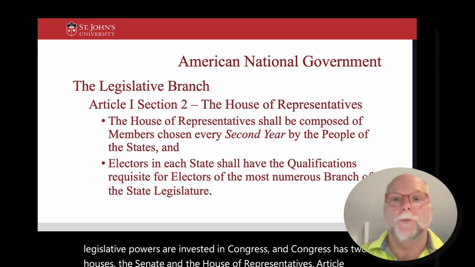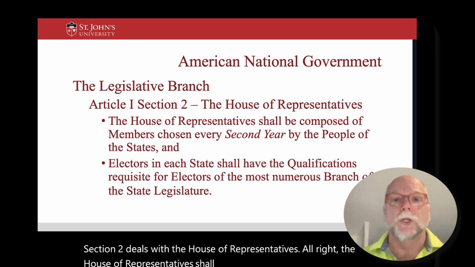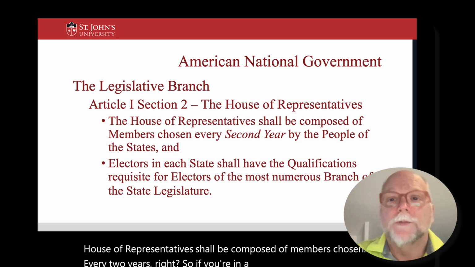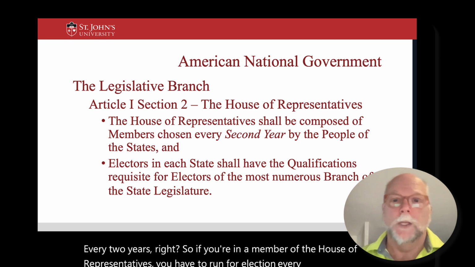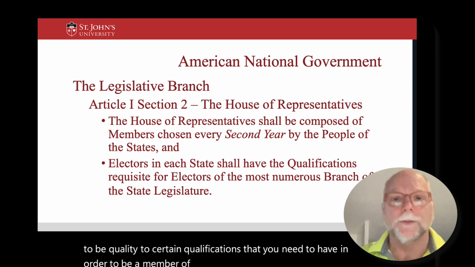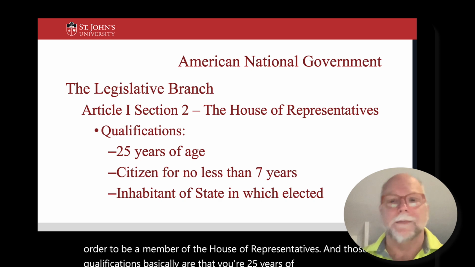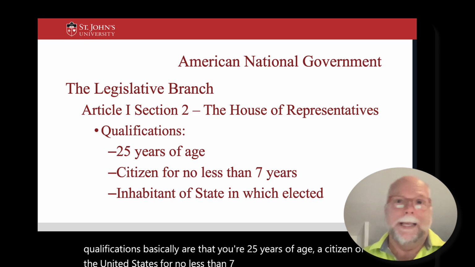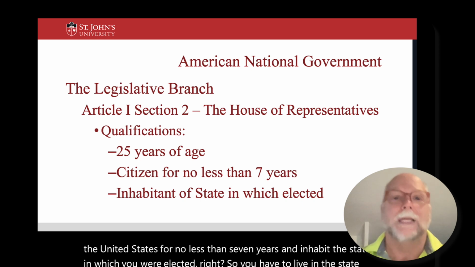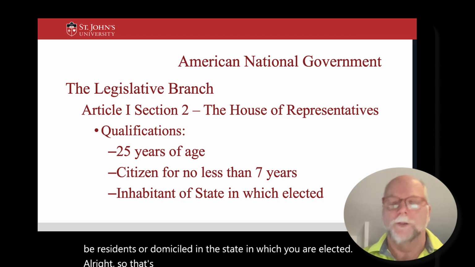Article 1, Section 2 deals with the House of Representatives. Right, the House of Representatives shall be composed of members chosen every 2 years. So if you're a member of the House of Representatives, you have to run for election every 2 years, and there are certain qualifications you need to have in order to be a member of the House. Those qualifications basically are that you're 25 years of age, a citizen of the United States for no less than 7 years, and inhabit the state in which you were elected. All right, so you have to live in the state, or be a resident or domiciled in the state in which you are elected. That's the qualifications of the House of Representatives.